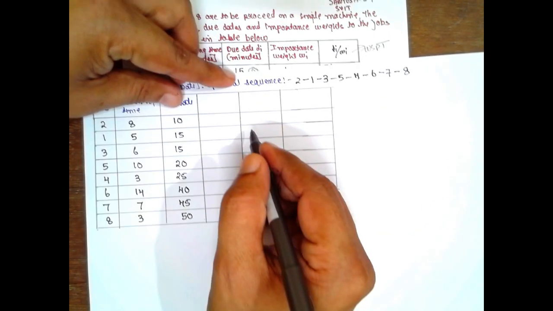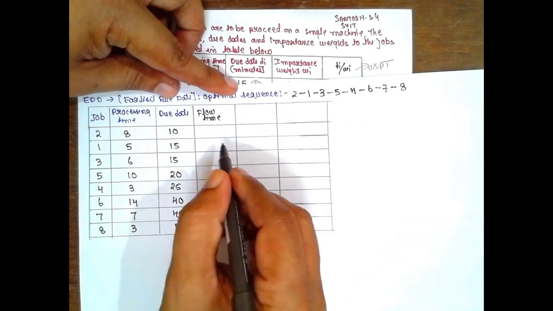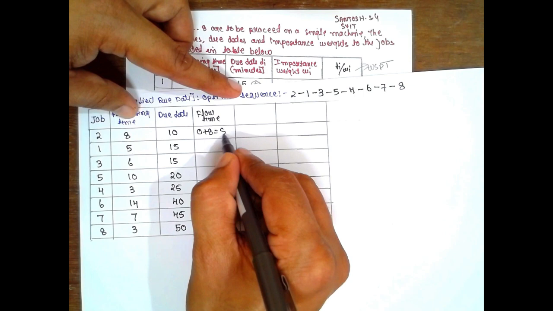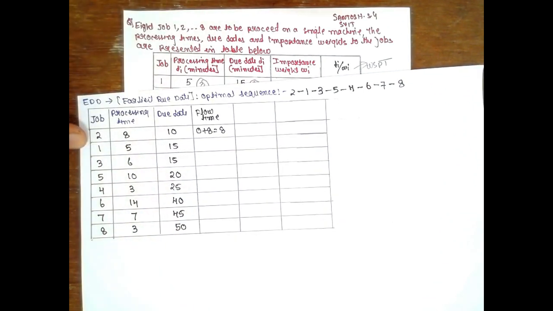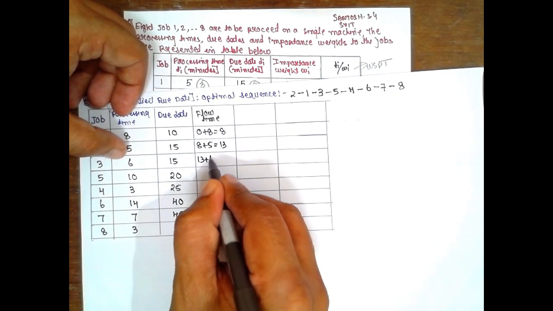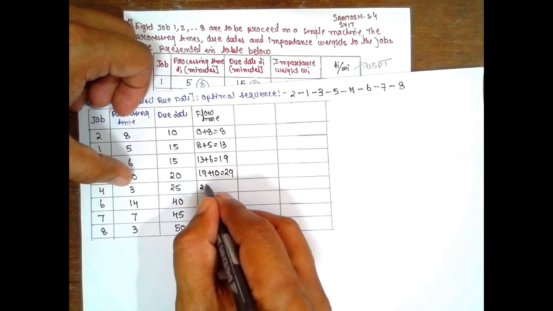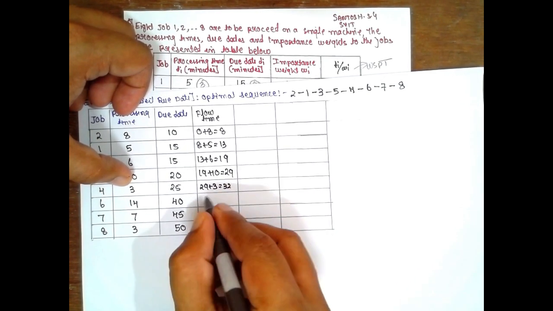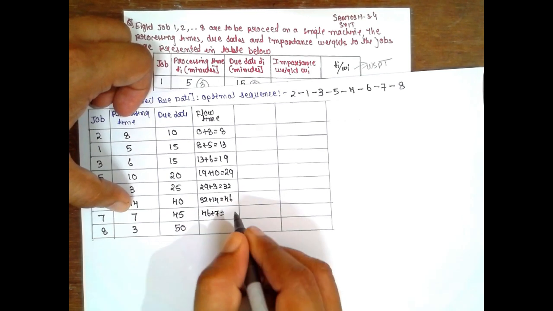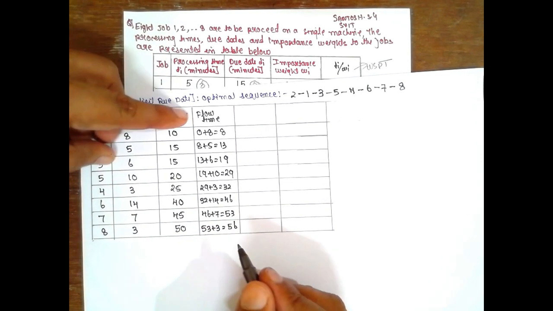After completion here, find out the flow time. Flow time is based upon the process time. First will be 0 plus 8 equals 8. Next is 8 plus 5, 13. 13 plus 6, 19. 19 plus 10, 29. 29 plus 3, 32. 32 plus 14, 46. 46 plus 7, 53. 53 plus 3, 56. We have completed the flow time.